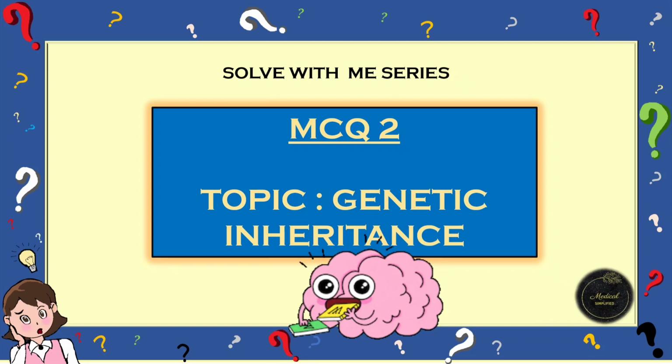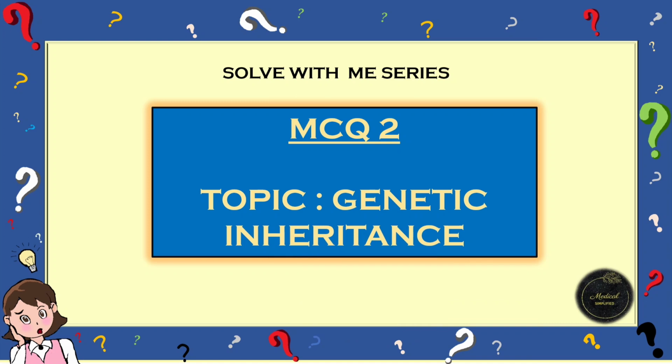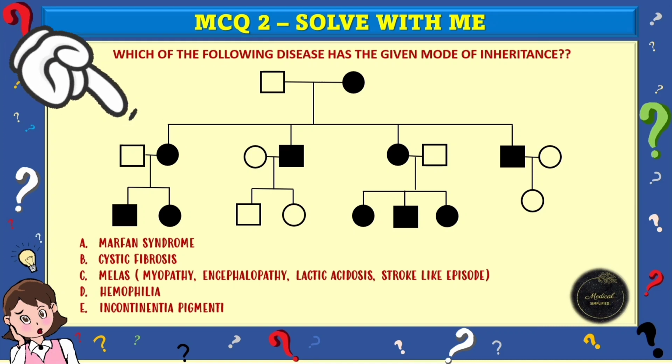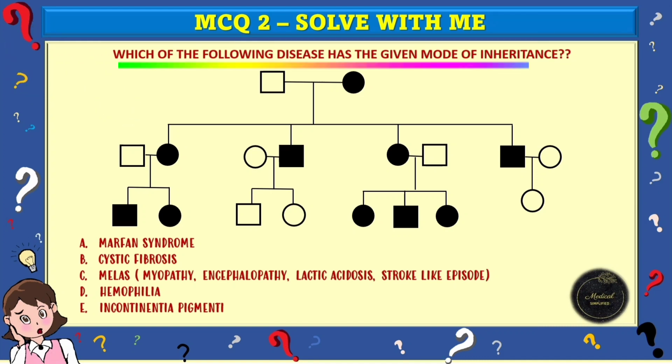Today's MCQ is based on genetic inheritance. Let's read the question first. The following pedigree is given. And the question says, which of the following diseases has the given mode of inheritance? The options are as follows. Marfan syndrome, cystic fibrosis, MELAS, hemophilia, incontinentia pigmenti.